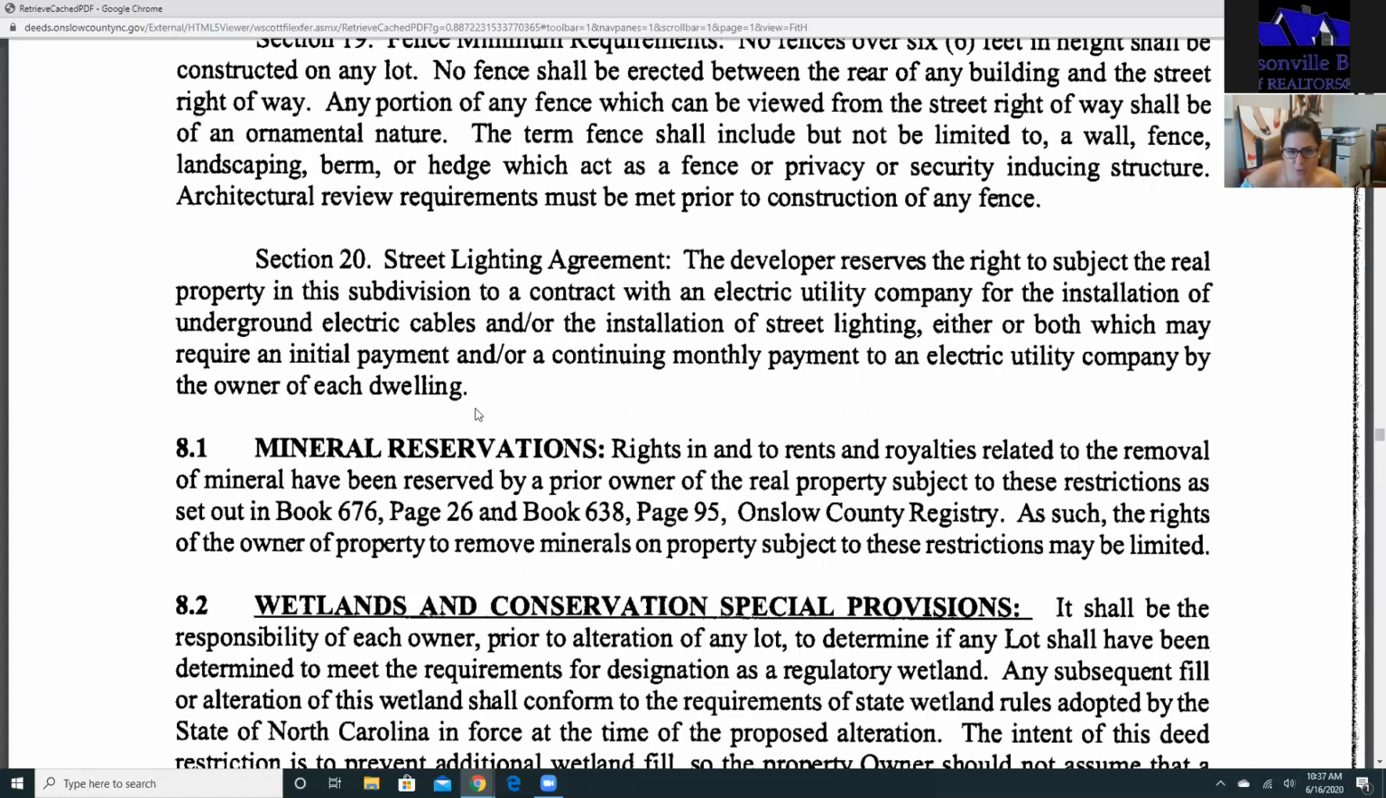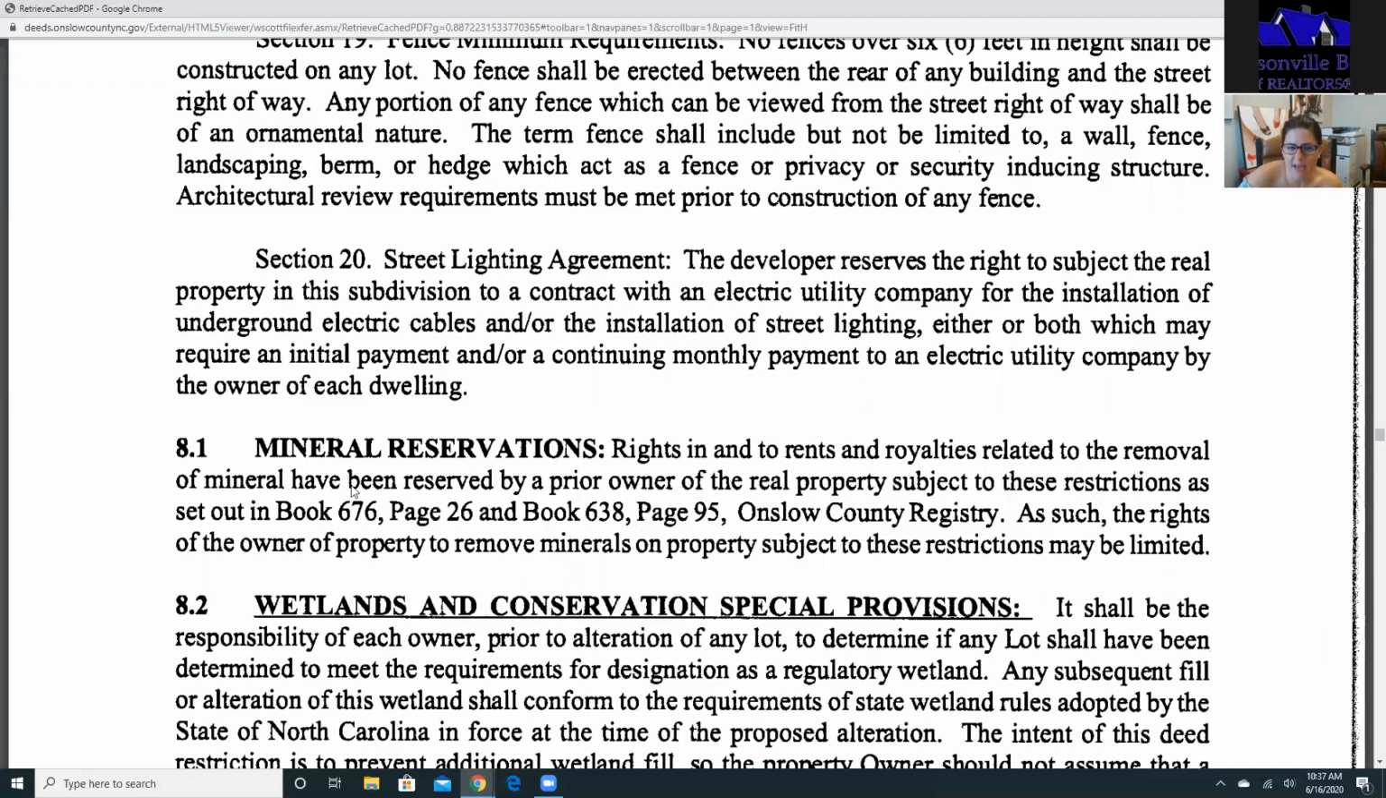This says that the mineral reservations have been rescinded by a prior owner. So you should not be filling that out no representation, no. There should be a yes in there because you have seen this. And now you have a book and page number.